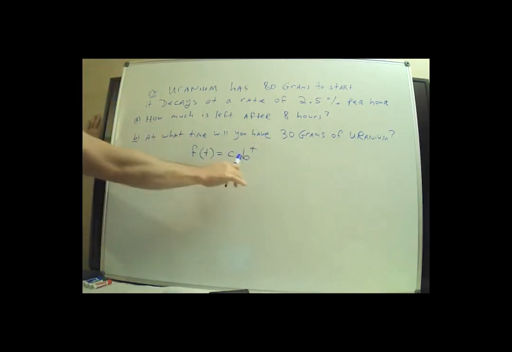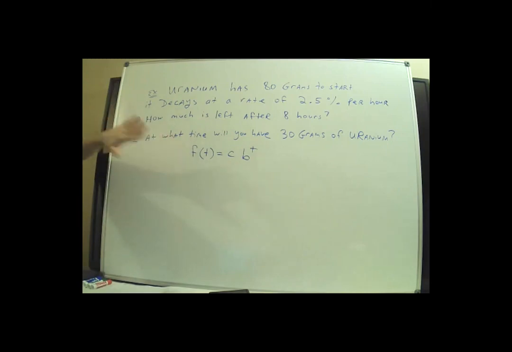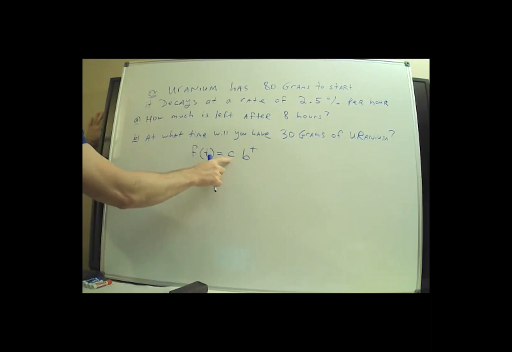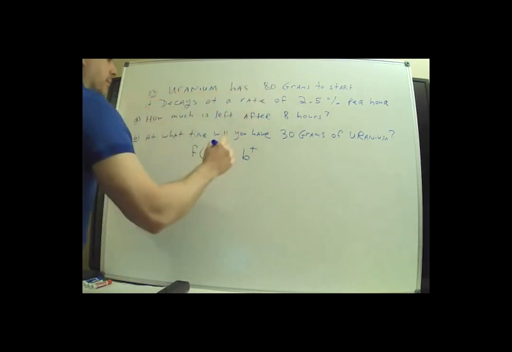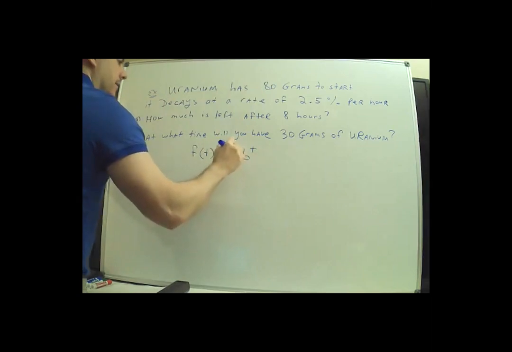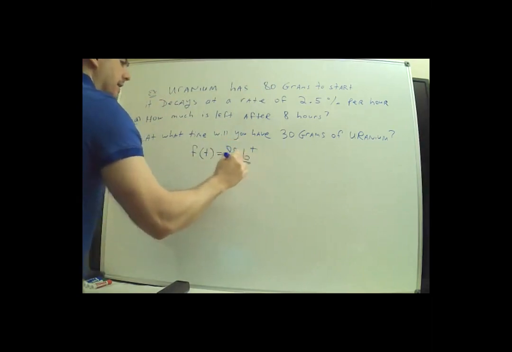I need a function to plug things into. This is a function of time, because the thing is decaying over time. So first, I have to put the C. Now, what is the C? The C is the initial amount. So I'm going to fill this in as I go. The C is 80 because it says you start off with 80 grams. Now I need the B.